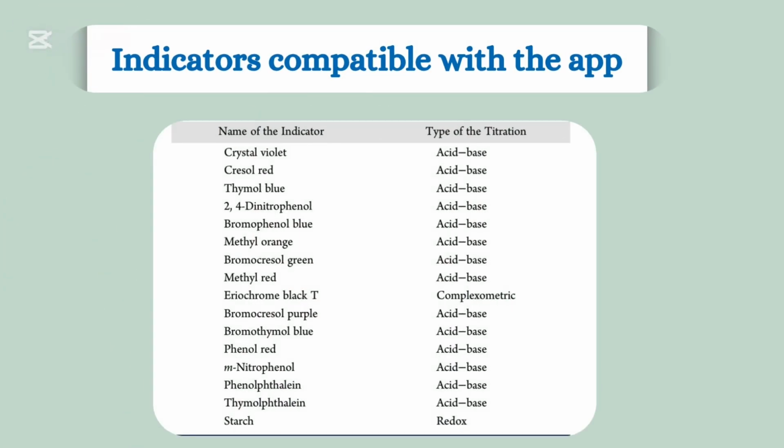According to the table included in the article, the Titration ColorCam app has been tested with the following indicators, each one corresponding to a specific type of titration: phenolphthalein, acid-base titration; bromothymol blue, acid-base titration; eriochrome black, complexometric titration; starch, redox titration; methyl red, acid-base titration.